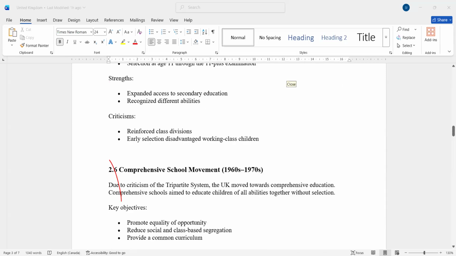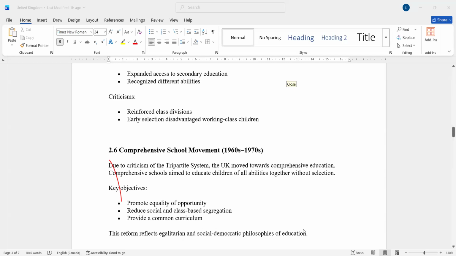Then after 1944, there was another reform in 1960-70, the comprehensive school movement. Due to criticism of the tripartite system, the UK moved towards comprehensive education. Comprehensive schools aim to educate children of all abilities together without selection, right? So here there is no selection. The key objectives of comprehensive schools: promote equality of opportunity, reduce social class-based segregation, and provide a common curriculum, right? So they are moving to state schools.